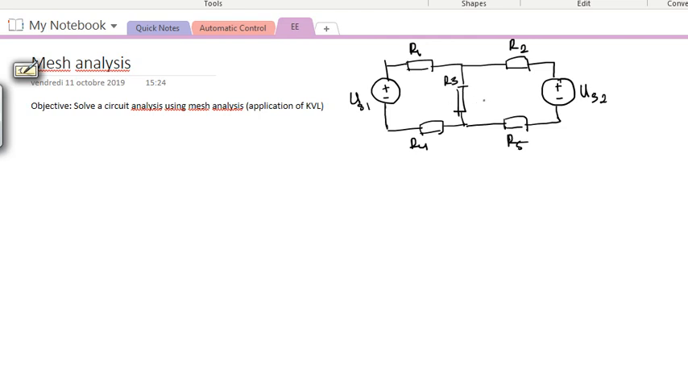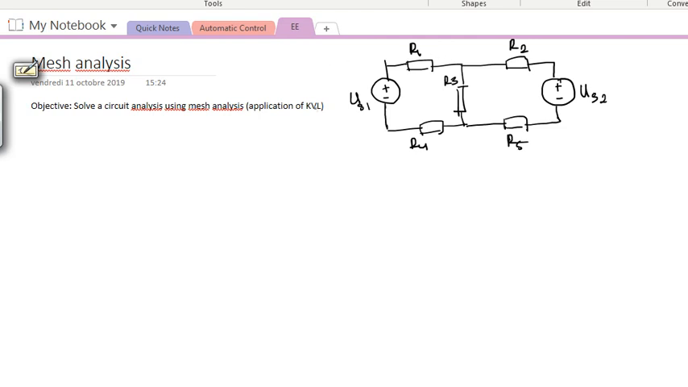So the objective now is, how do we solve this circuit? Let's say US1, all the resistances, and US2 are known. There are several other parameters that are unknown that we need to find out. For example, the most obvious ones would be the current that circulates in the first mesh, the current that circulates in the second mesh, and the voltages that go across all the resistances R1 until R5, right? So how do we do this?